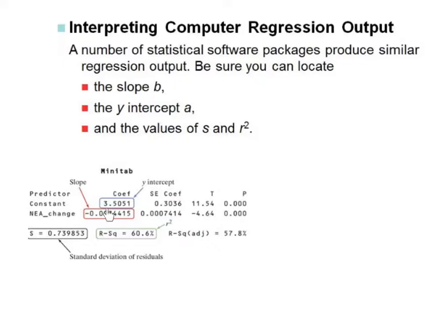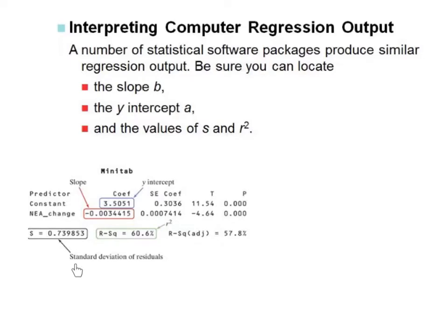So the output, under coefficients, there's always a constant coefficient, and this is the y-intercept. And then there's always the explanatory variable next to the slope. Okay. Now, you're given r squared. Don't worry about this r squared adjusted, but you're given r squared.